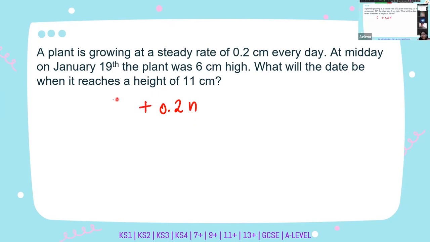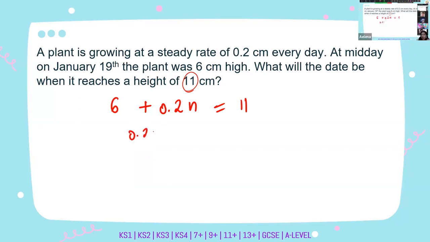Initially, my height is 6 centimeters, right? So on the 19th of January, it's 6 centimeters. On 20th of January, it would be 6.2. Then 21st January, 6.4, right? This is 6 plus whatever is the 0.2 or 0.4, 0.6, basically all multiples of 0.2, depending on the number of days. Now over here, I have to find out when the height will be 11 centimeters. So technically, you just have to solve this equation for the value of n.